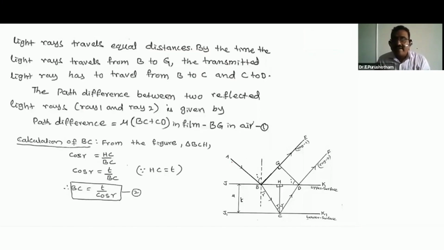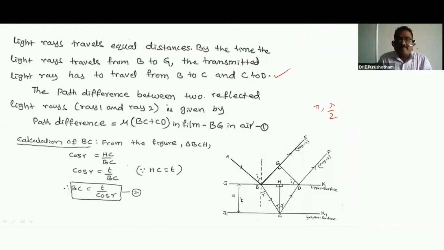What I am saying: AB, a monochromatic light ray, is incident on the upper surface at point B with incident angle i. Some portion of light is reflected as BE, and the remaining is transmitted through the thin film and incident at the lower point C. It is reflected and emerges from point D as DF. So ray 1 and ray 2 have a phase difference of pi, path difference lambda by 2. These are superimposed on each other and give rise to an interference pattern.